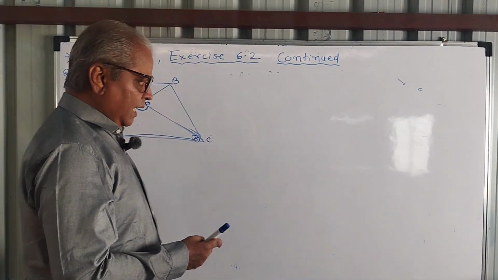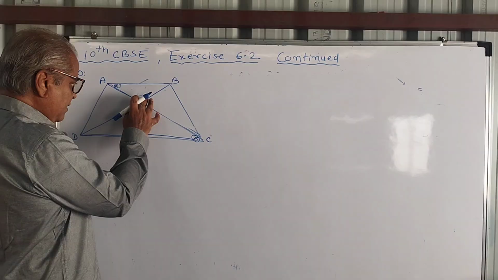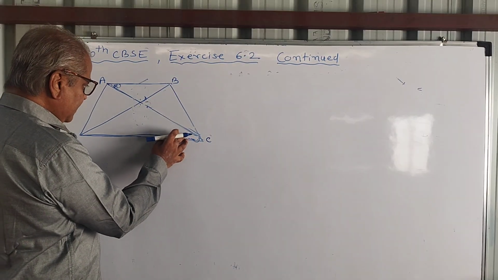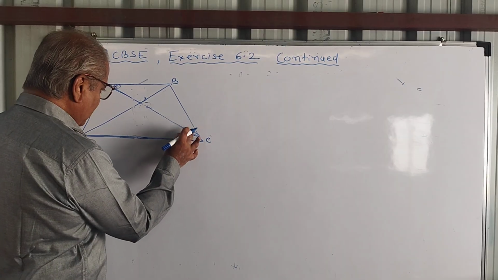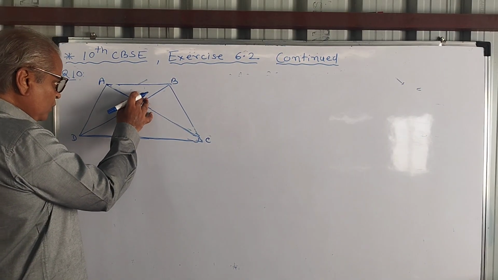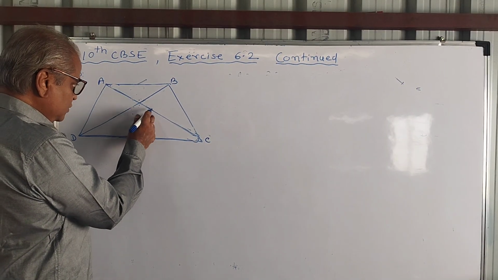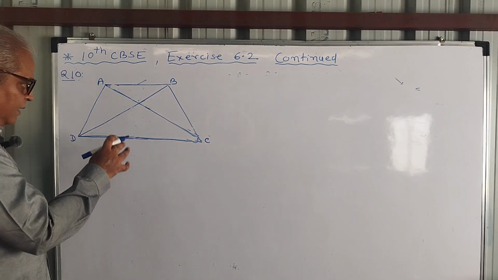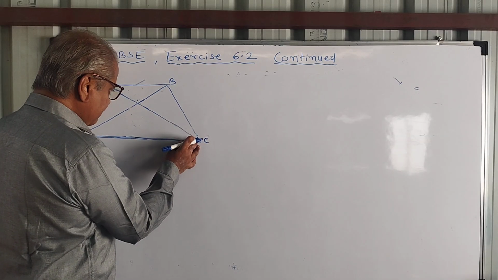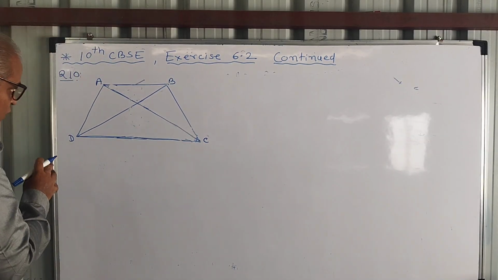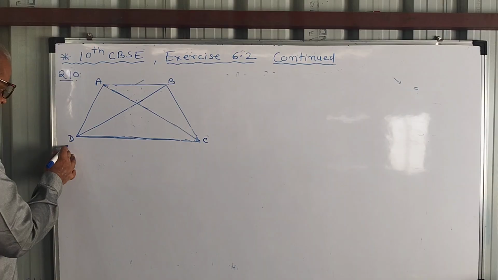So we will have the same figure only, but I will not mention ABCD is a trapezium because we need to prove it is a trapezium. So whatever is to be proved, draw the diagram for the same. So this diagram is of a trapezium, but don't mention ABCD is a trapezium.